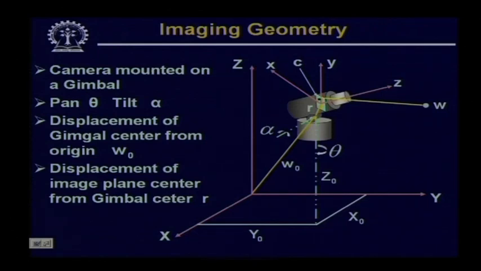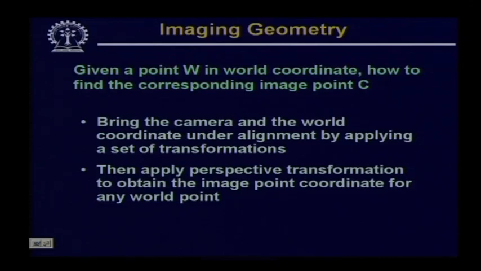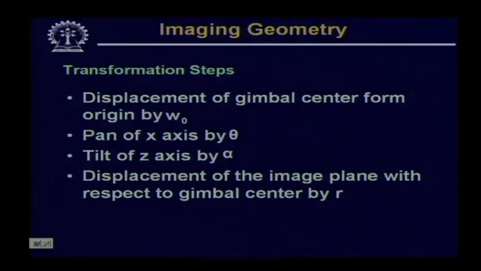And in such a situation, if w is a point in the 3D world coordinate system, we have seen how to find the corresponding image point corresponding to point w in the image plane of the camera. For that, we have done a set of transformations, and with the help of this set of transformations, we have brought the 3D world coordinate system and the camera coordinate system into alignment. After they are perfectly aligned, we can find the image point corresponding to any 3D world point by applying the perspective transformation.